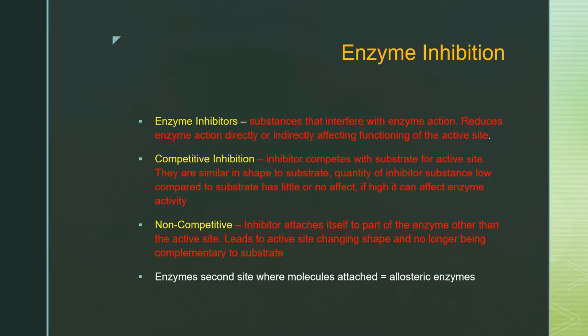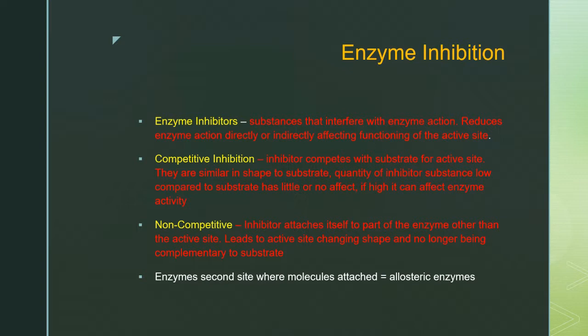So competitive inhibition is direct, as the inhibitor will compete with the substrate for the active site. They're similar in shape to the substrate, and if the quantity of the inhibitor substance is low compared to the substrate, then it will have little or no effect. But if the competitive inhibitor is high, then it will affect enzyme activity.